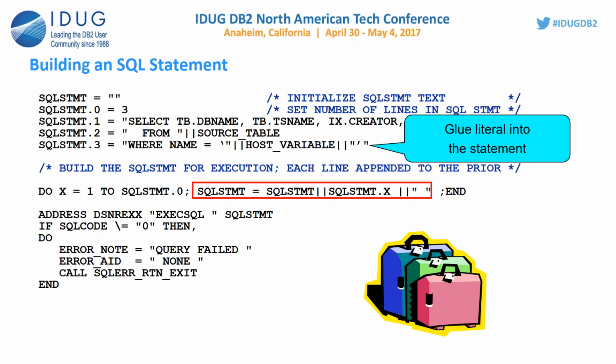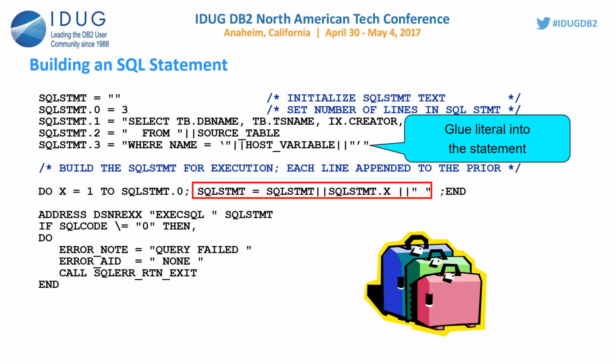And then you see I'm doing address DSN REXX, exec SQL, sending that SQL statement off to DB2. Now this one is probably going to fail. In fact, I know it's going to fail. The reason is that I'm trying to take a select statement and run it like that update that I did a minute ago, as an embedded statement, or as a singleton statement. I don't have any way here to get back what this statement is going to return.